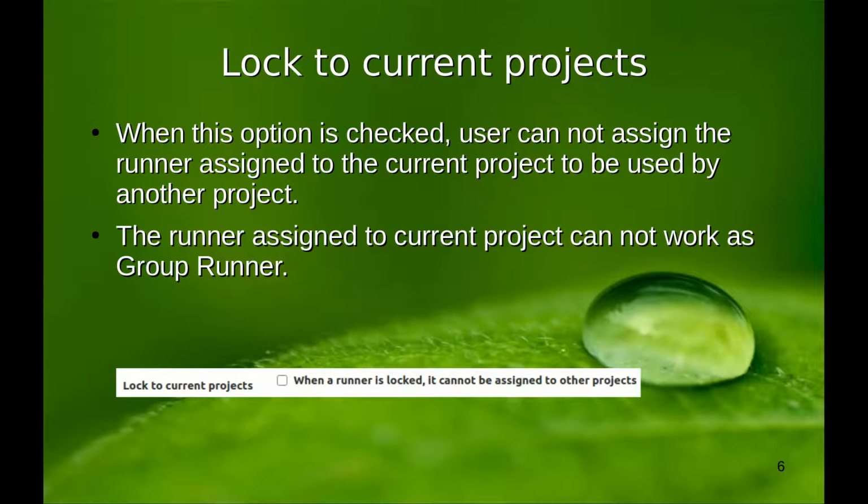Next option is lock to current projects. When this option is checked, the user cannot assign the runner to another project. So the runner assigned to the current project cannot be used by another project, and cannot work as a group runner. If you uncheck this option, you can assign that specific runner to another project, and that specific runner will become a group runner.